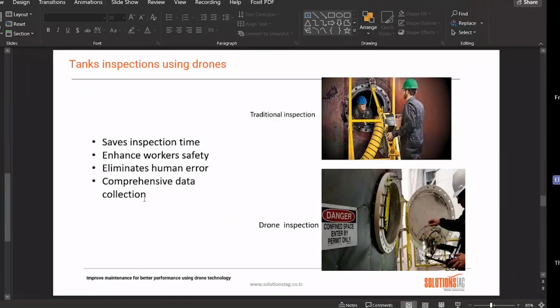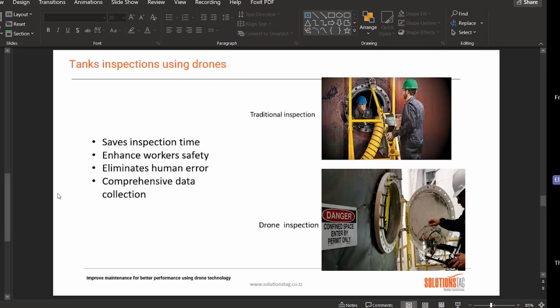Yeah. So using the drone, you can get all this data without compromising safety and also saving a lot of inspection time. So this helps a lot in maintenance, as you can plan to perform maintenance in a very short amount of time, but also knowing the exact problem without spending a lot of resources.